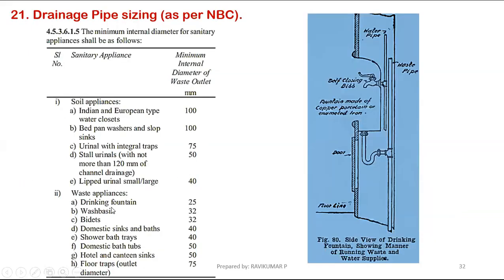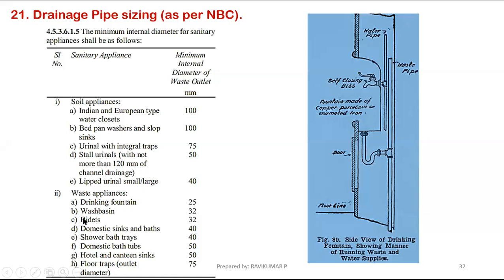Waste applications. Drinking fountain. Here I have provided a side view of a drinking fountain. In your college, bus terminal or railway station, there is a drinking fountain everywhere. So for the drinking fountain, we have to provide a 25 mm drainage outlet. This is the vertical outlet, only 25 mm. Here we have to provide one P trap or water trap also, to arrest the foul gas.